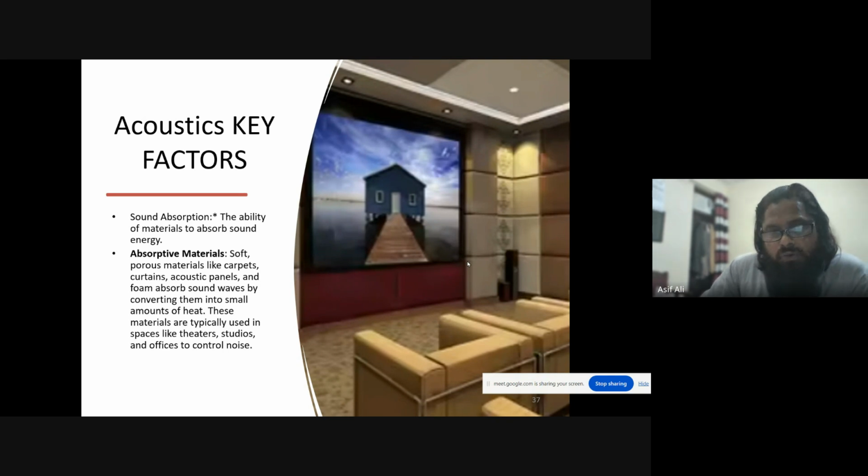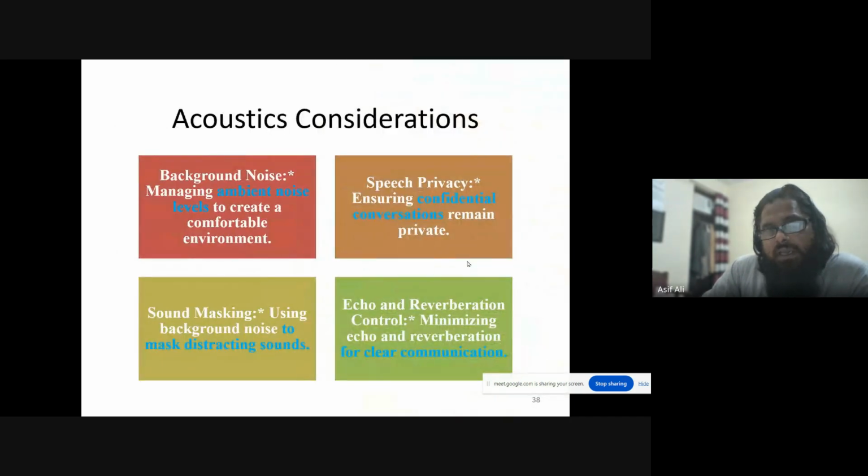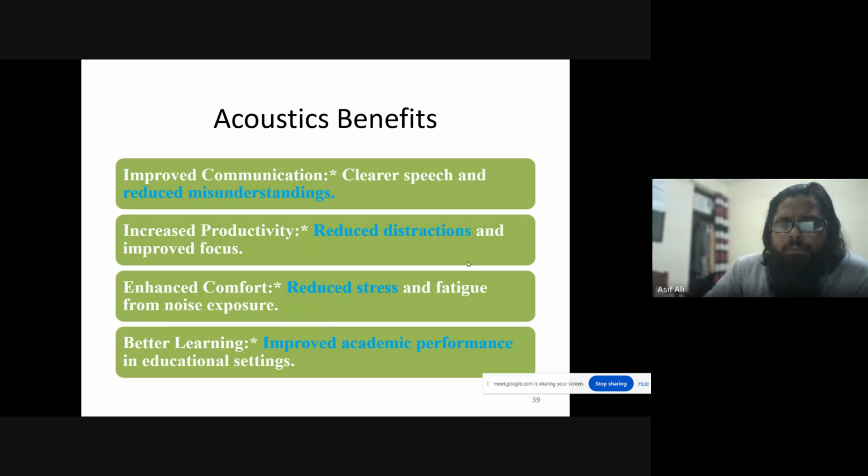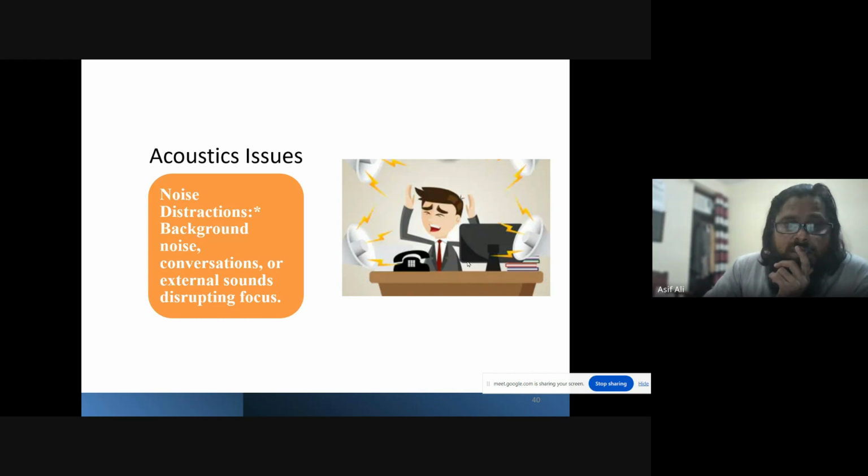There should be no echo and no reverberation, so that you can clearly listen to the source, and there should be proper control of the noise created within the building and outside the building. As I told you, somebody calling or conversing outside the building, or somebody moving in the corridor or to the next classroom or the next room. So these should be controlled. Noise, distraction, background noise, and conversations all disturb your focus. So we must take care of all these things.